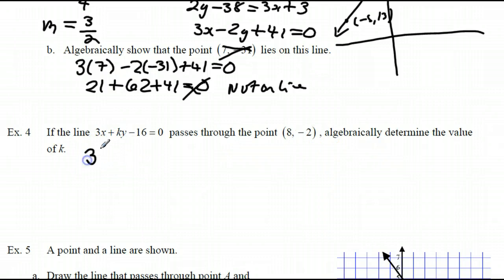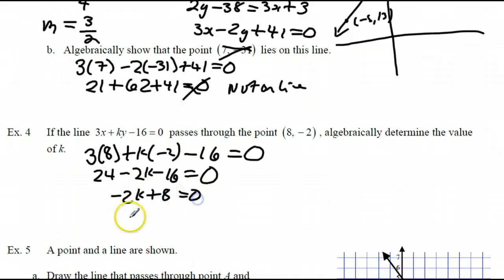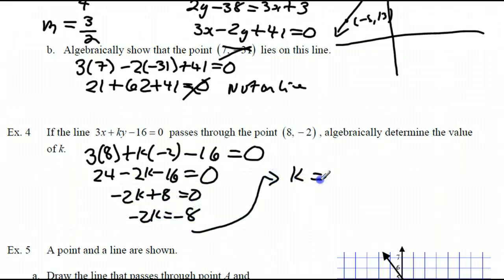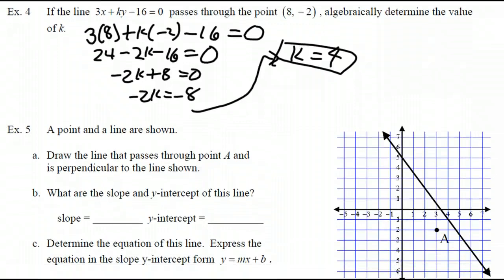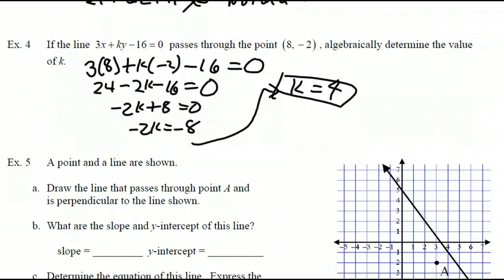Alright, so this time 3 times 8 plus k times negative 2 minus 16 equals 0. This we can at least solve. 24 minus 2k minus 16 equals 0. Negative 2k plus 8 equals 0. Negative 2k is negative 8. So k is equal to 4. Alright, so that one's done. So again, if we're going to algebraically determine a point on a line, we're just substituting into the equation and verifying, or in this case, solving.